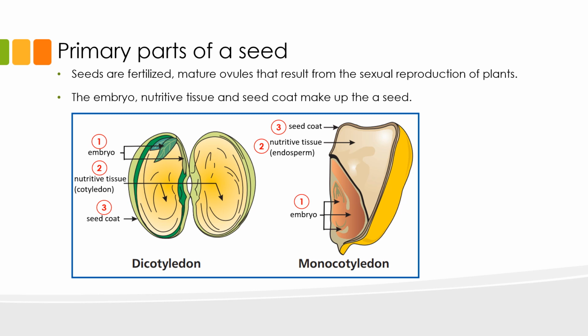Seeds are the fertilized mature ovules that result from the sexual reproduction of plants. The embryo, endosperm, and seed coat make up the basic structures of a seed. In the succeeding slides, we will look at variable features of these structures using monocot and dicot model species.